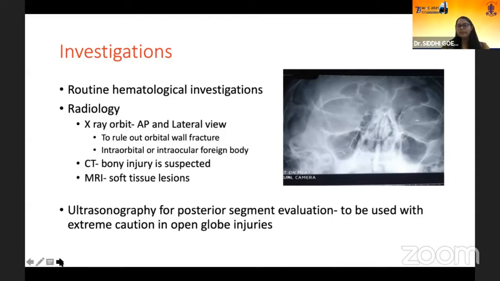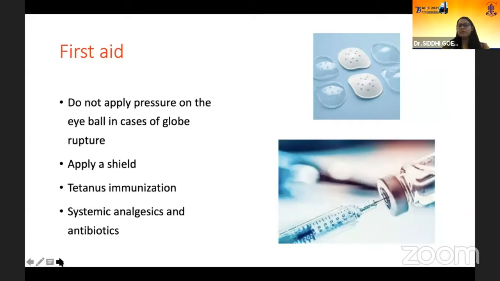Ultrasonography for posterior segment evaluation should be used with extreme caution because of open globe injury, which can lead to further damage. As first aid, we do not apply any pressure on the eyeball in cases of any globe rupture. We can apply a shield. Tetanus immunization should be done, and systemic analgesics and antibiotics can be started.